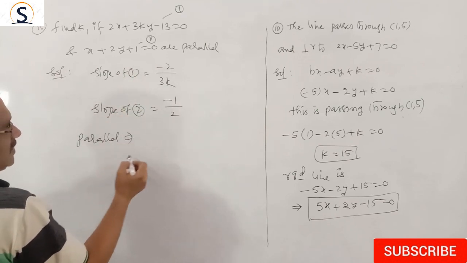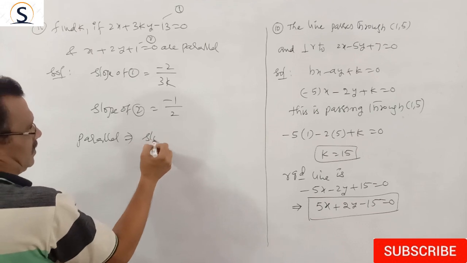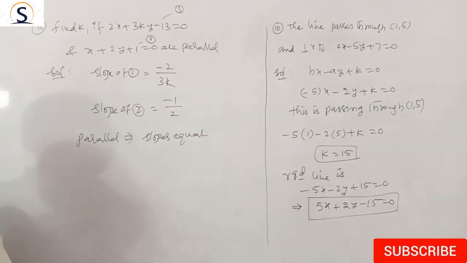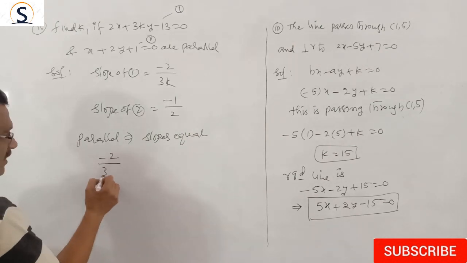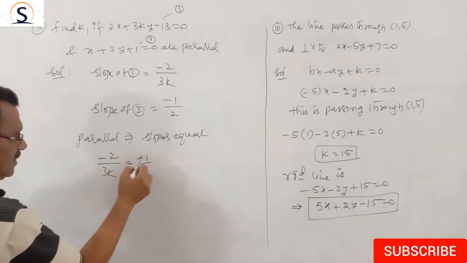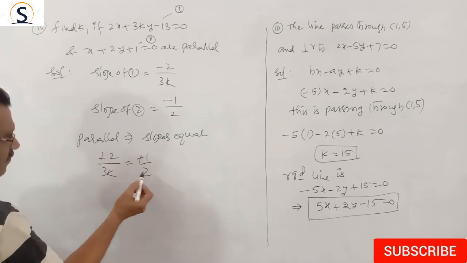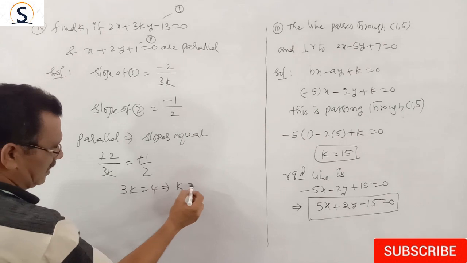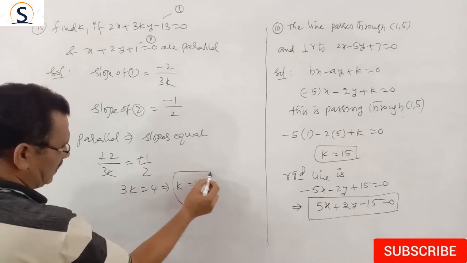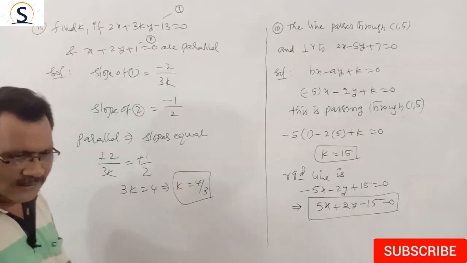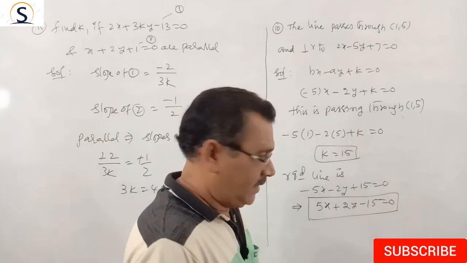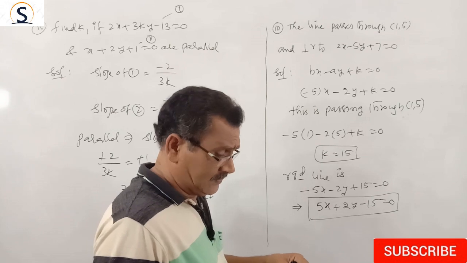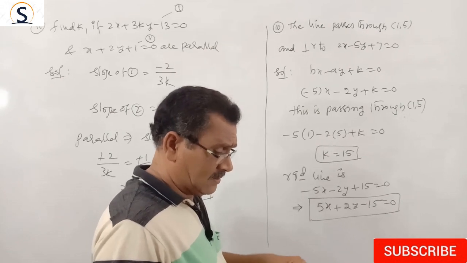Parallel implies slopes equal, equating the slopes. Minus 2 by 3k is equal to minus 1 by 2. Cross multiply, 4 is equal to 3k. So 3k is equal to 4. K is equal to 4 by 3. Parallel, then unknown value k is this. Okay. Now, the last one.